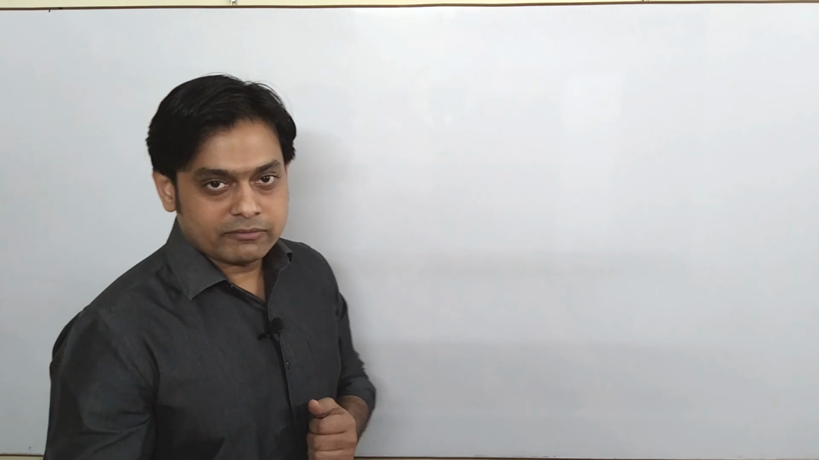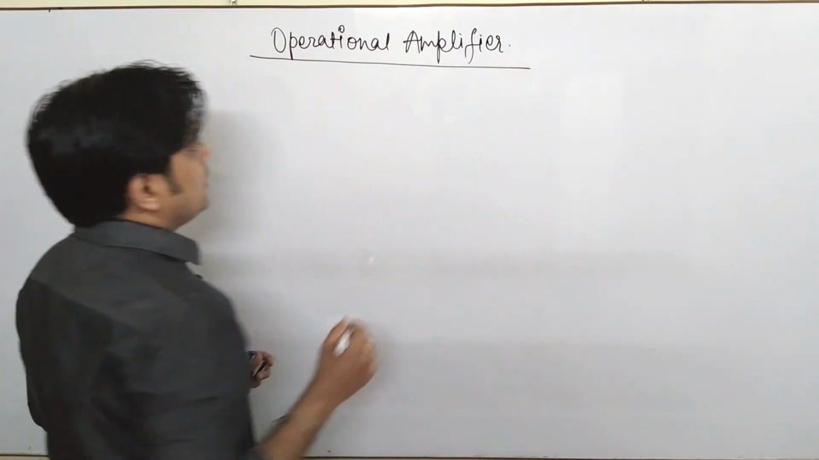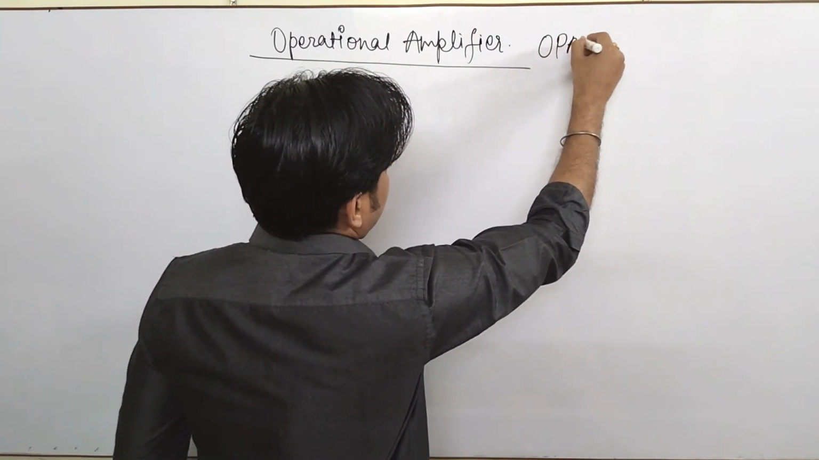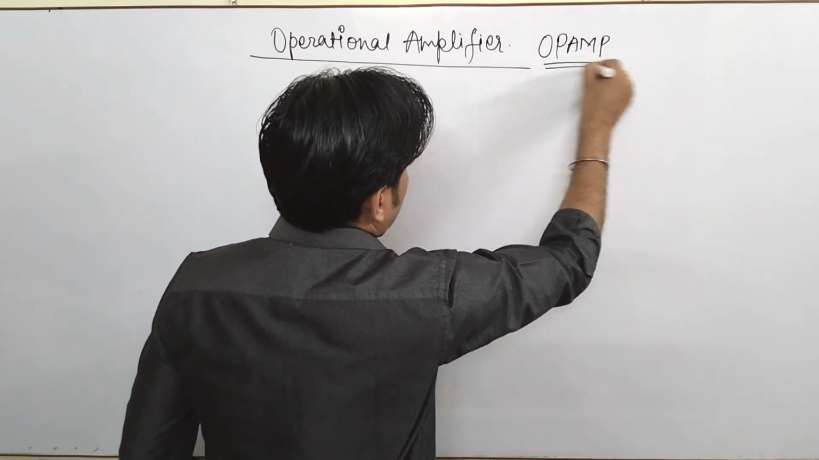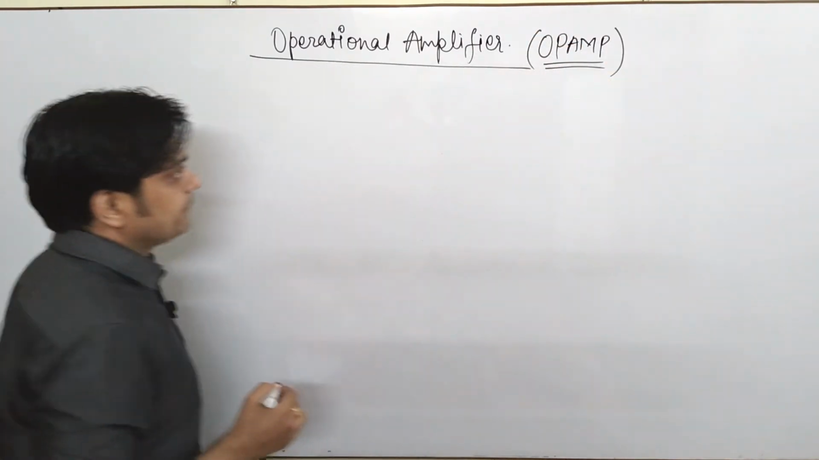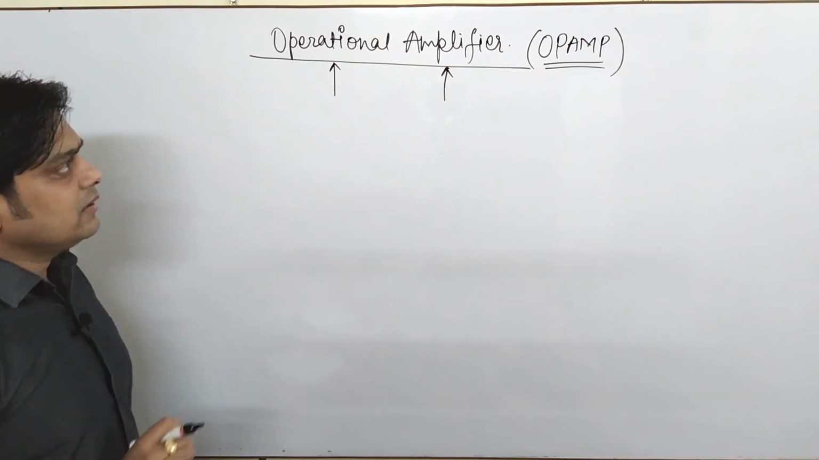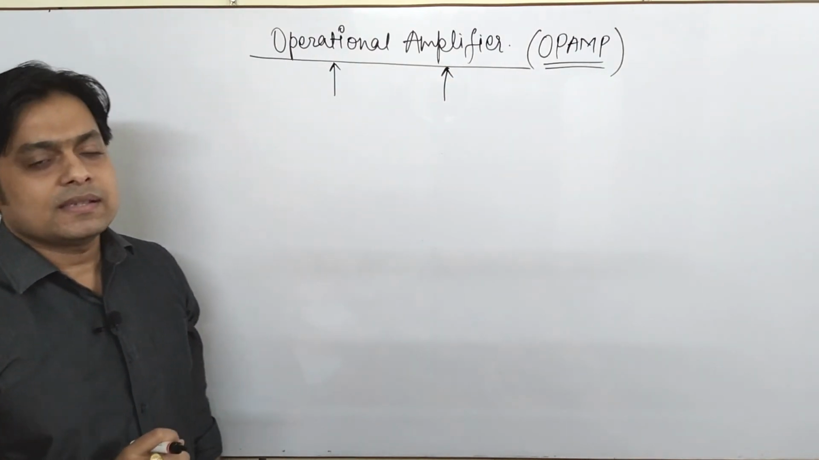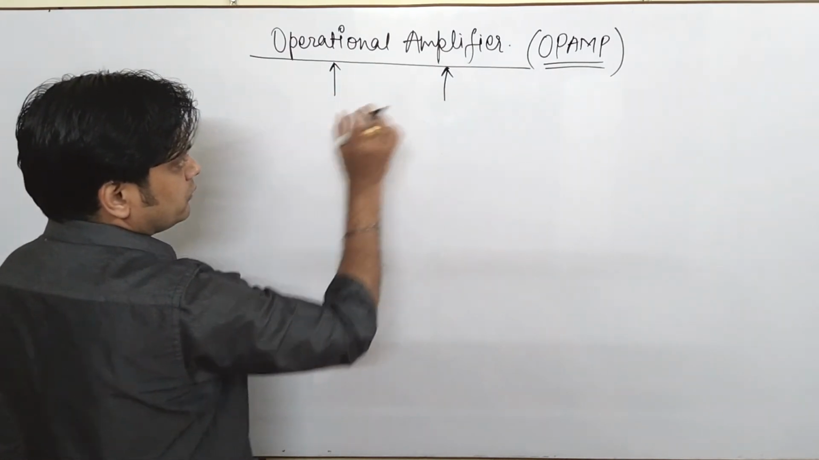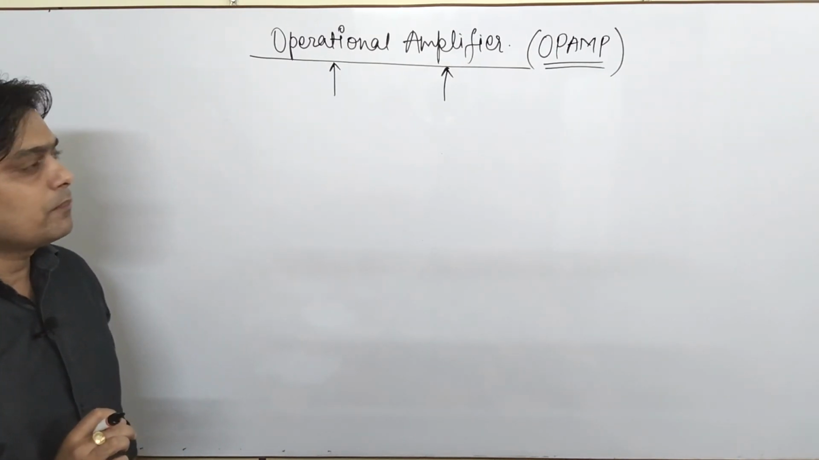So we start with our topic known as operational amplifier. Now the question comes to your mind, what is operational amplifier? In short, we call it OPAMP. So here are two words. One is operational and another word is amplifier. We will see the definition of both the words, what is operational in meaning and what is amplifier in meaning, and why it is called operational amplifier.